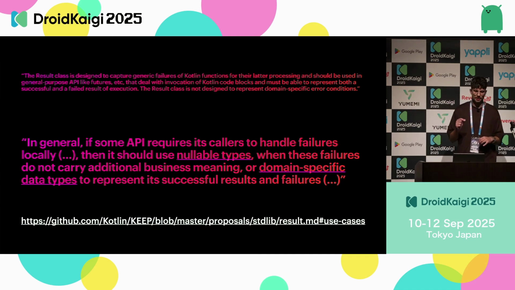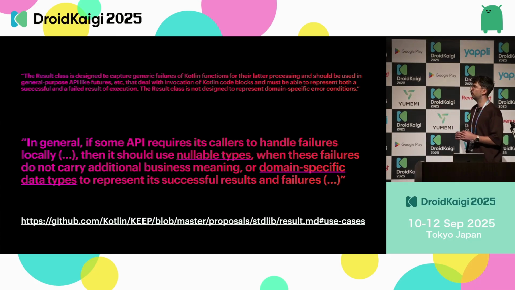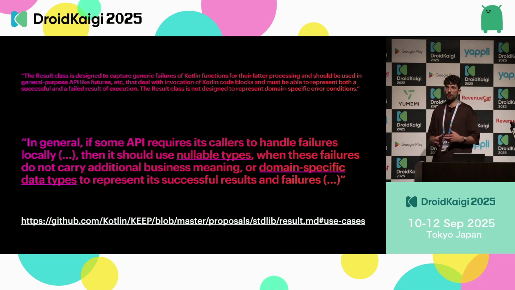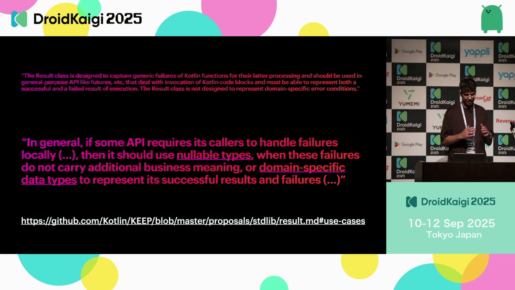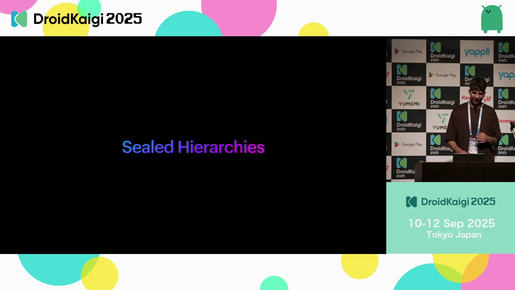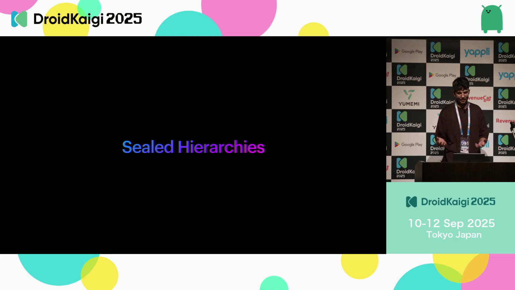Or domain-specific data types to represent its successful results and failures. So it means that for handling domain errors in more complex scenarios, we should actually use our own type system, or our own types. For that, we have a perfect tool in Kotlin, because we have something that is called sealed hierarchies. For example, we can use a sealed interface to represent our errors. We can use an enum, or we can use a sealed class. Everything works.